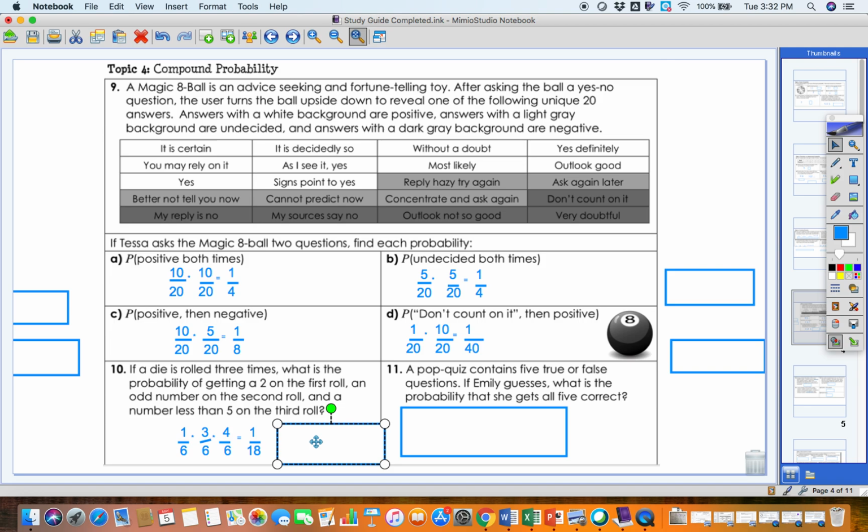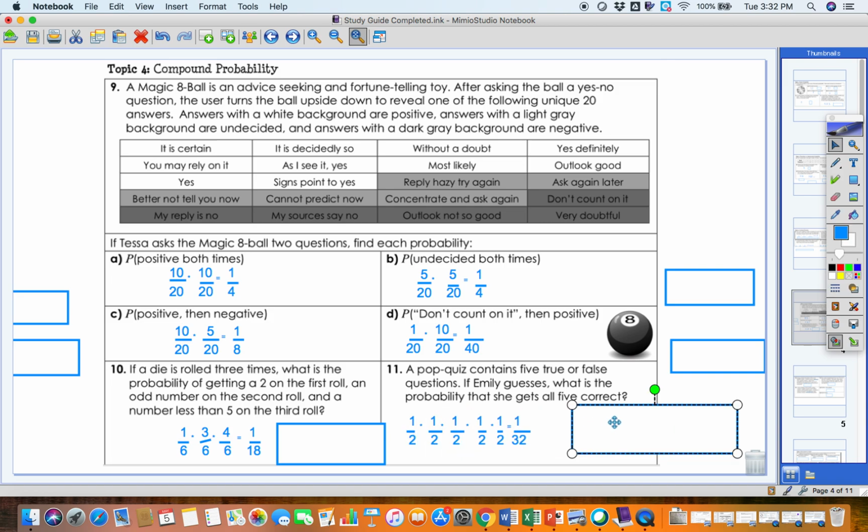Number 11, a pop quiz contains 5 true or false questions. If Emily guesses, what is the probability that she gets all 5 correct? So if they're true or false, it's 1 out of 2. This occurs 5 times. So 1 half times 1 half times 1 half times 1 half times 1 half is 1/32.